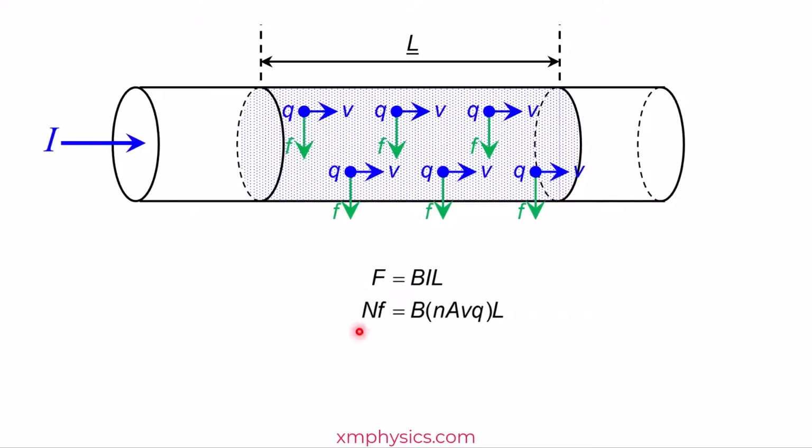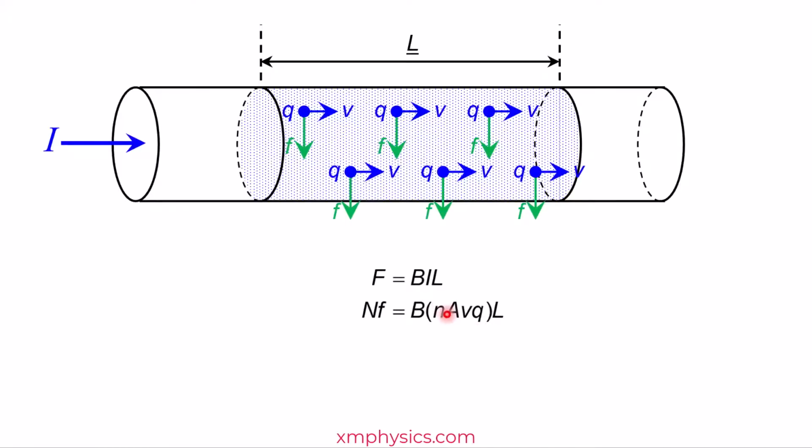So N is the number of charge carriers in this volume. If it's the one illustrated here, then big N is just 6, because there are only 6 charged particles in this volume. In reality, of course, big N will be a humongous number with a gazillion zeros. Now on the right hand side, I'm going to write I as nAvQ. Does this ring a bell? You learned this in the topic of current electricity.